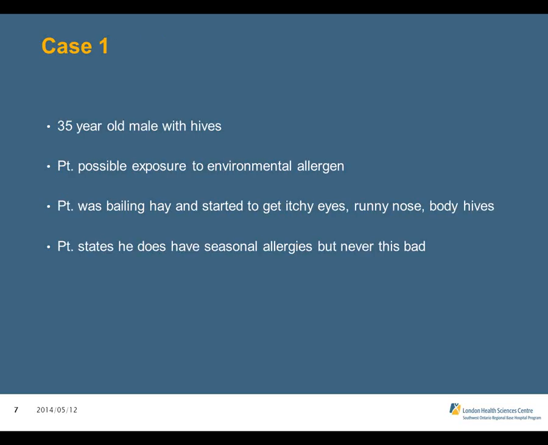So now just a case study here. You're called to see a patient, 35-year-old male, chief complaint is hives. He says he's possibly been exposed to an environmental allergen. He says he does have some seasonal allergies, and he was out working in the field baling some hay, and he started to get itchy eyes, runny nose, and some hives on his torso. He says he does have these seasonal allergies, but has never had it this bad, and calls EMS because he's a little freaked out by it.